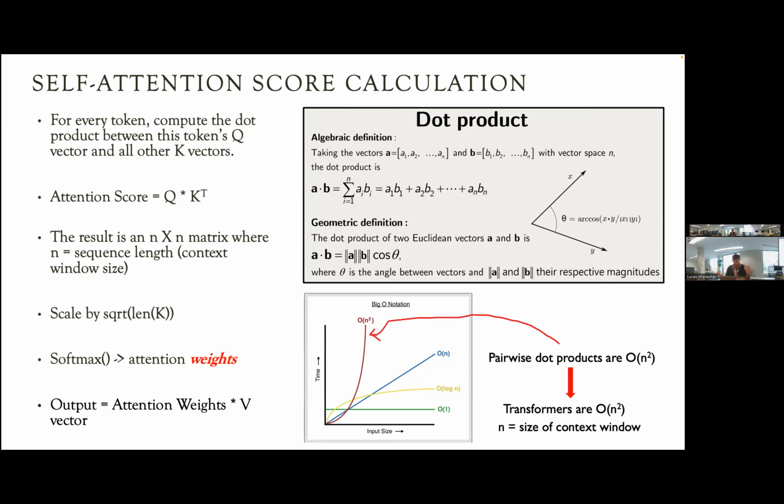And the result is you get an n by n matrix where n is your context window length, right? So it's the size of all your tokens in your context window. You get a set of scores. And you typically scale that, because if you have a very large context window, those numbers get really big. So you scale it usually by the square root of the length of your embedding vector. And then you do what's called a softmax, which converts those scores into probabilities. And those probabilities become what they call the attention weights.